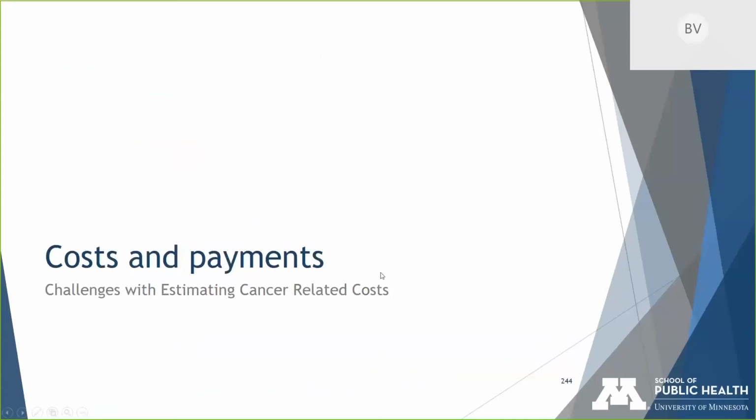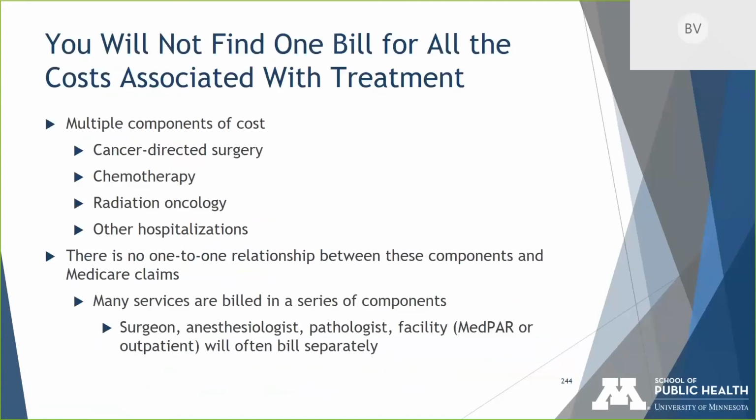So there are some challenges. If you're interested in estimating cancer-related costs, we do have some challenges to discuss. You will not find one bill for all the costs associated with treatment, right? We've been saying this over and over again. There are multiple components of cost. So cancer-directed surgery may have its own cost, but it will also likely have many bills associated with it. It won't be just one bill that has all the costs associated with the surgery.